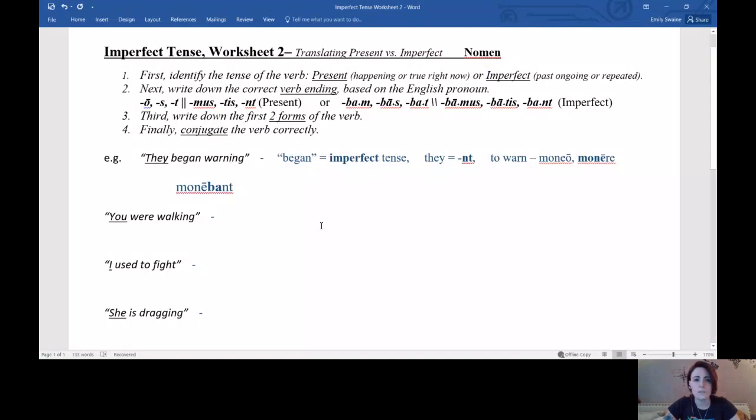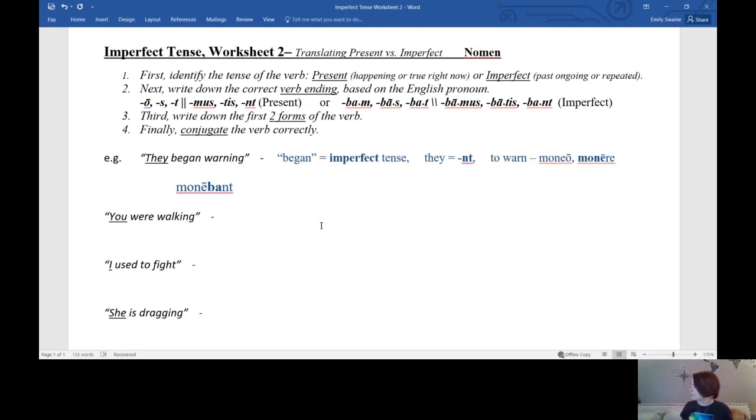So I'm going to go ahead and pull this worksheet up. Here we are. Okay, so I'm going to read the instructions out loud, though I trust that you read them yourself. Okay, first, identify the tense of the verb, present tense or imperfect tense. Is it happening right now?